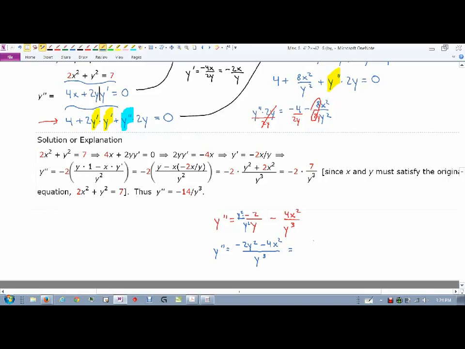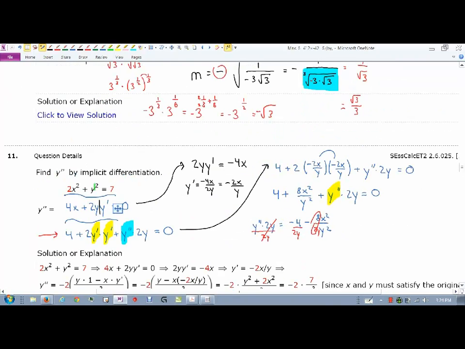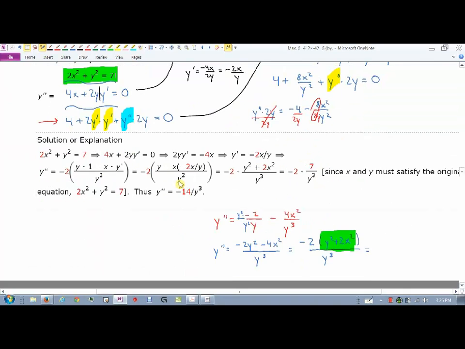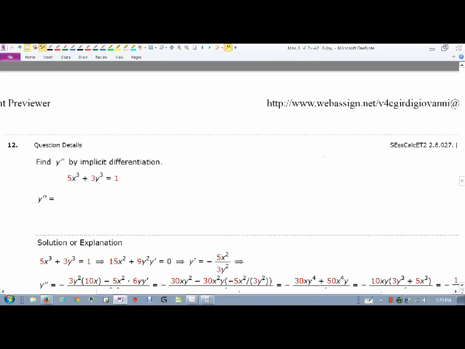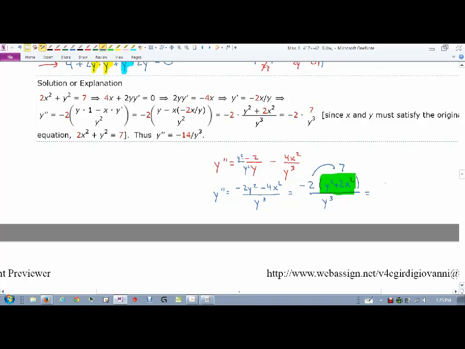And then notice, this is the tricky part. Factor out a negative 2 at the top, and you get y squared plus 2x squared, and then over my y cubed. And then if you look at this, y squared plus 2x squared, go back to the original problem. Y squared plus 2x squared must equal 7 in order for this equality to work. So I can just replace that with 7. So I get negative 2, then this will become times 7. So that's just negative 14 over y cubed. And that's the cleanest version of the second derivative, I should say.